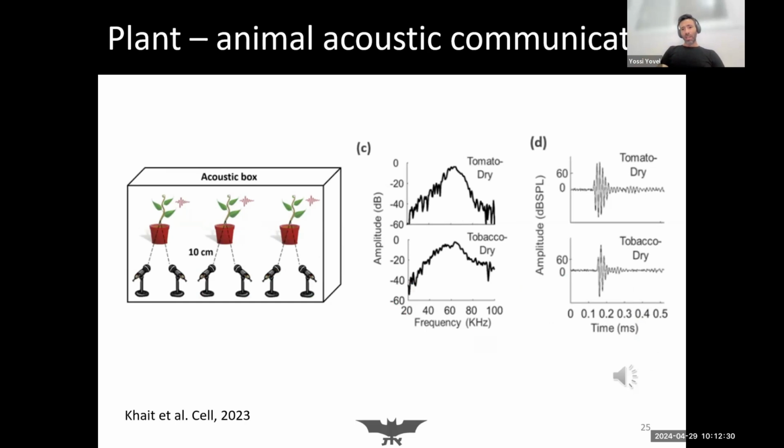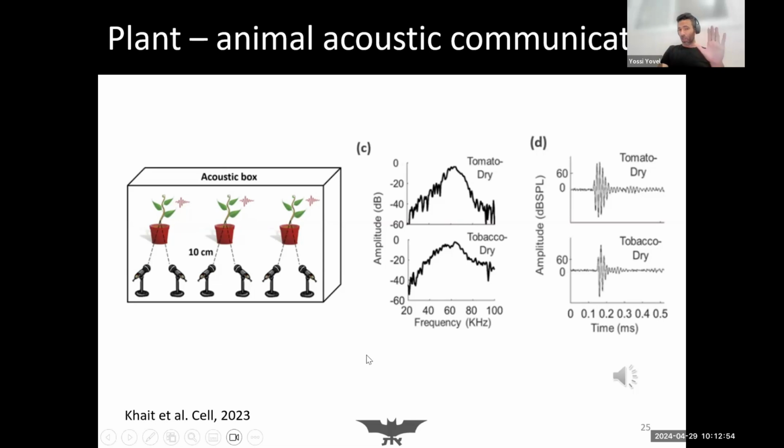Brief clicks, and you can see them here, they're very short in time with a center frequency of around 60 kilohertz. And we show, again, using machine learning that we can identify the plant to some extent. We can say whether it's tomato, for example, or tobacco. What you heard right now was a geranium, by the way. And we can also say something about the type of stress, whether it's water stress or being cut, and now we're looking at other types of stress.